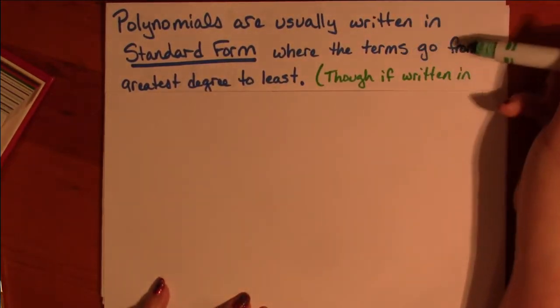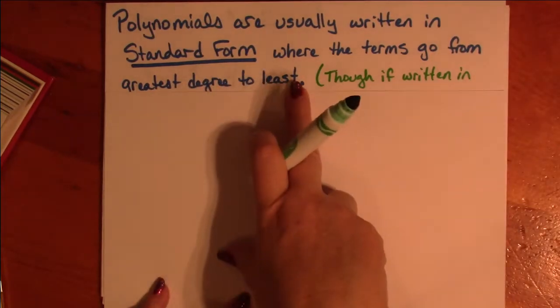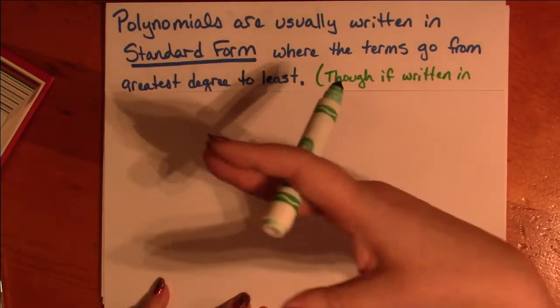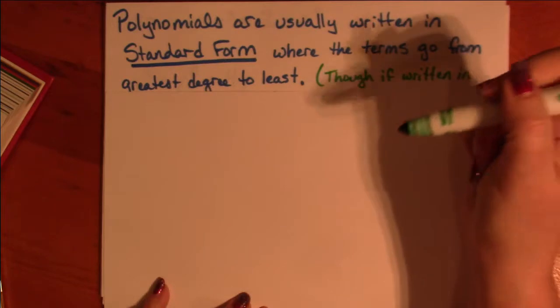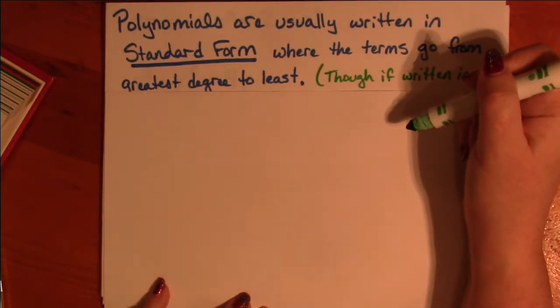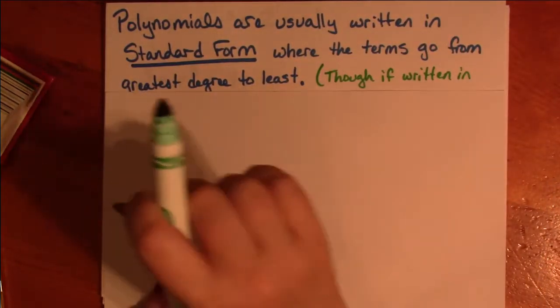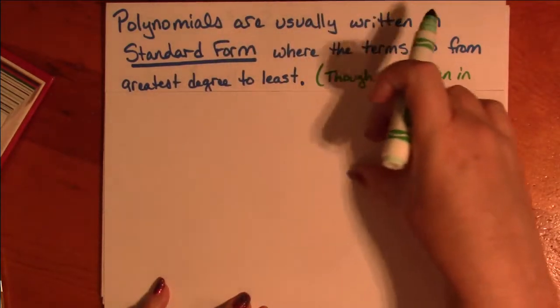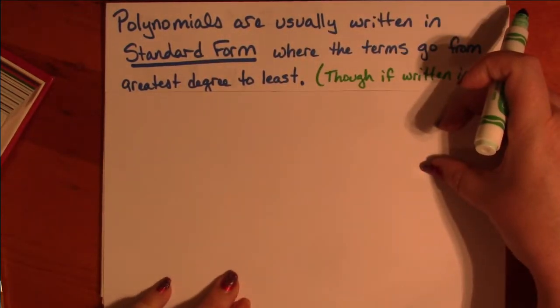And that means the terms go from the greatest degree to the least. So you're going to pick the greatest single variable degree that you have. You're going to put that one first, and you're going to use that variable to count down smaller and smaller.